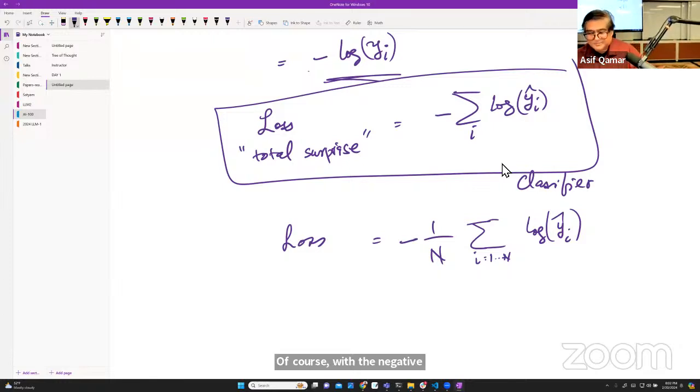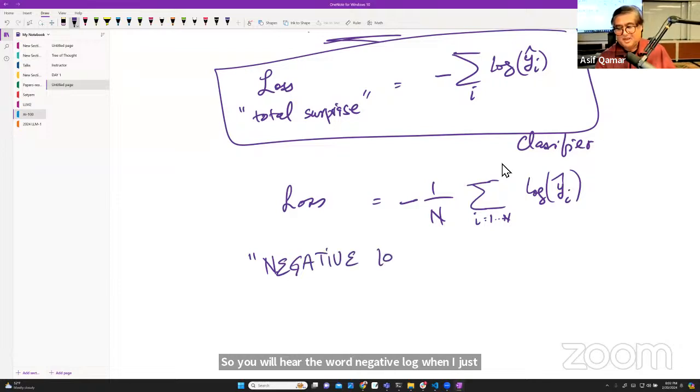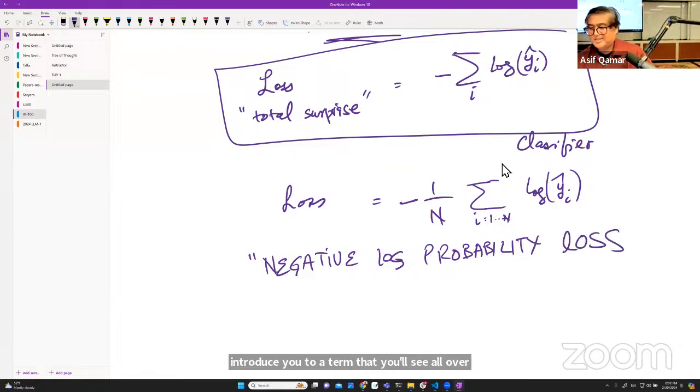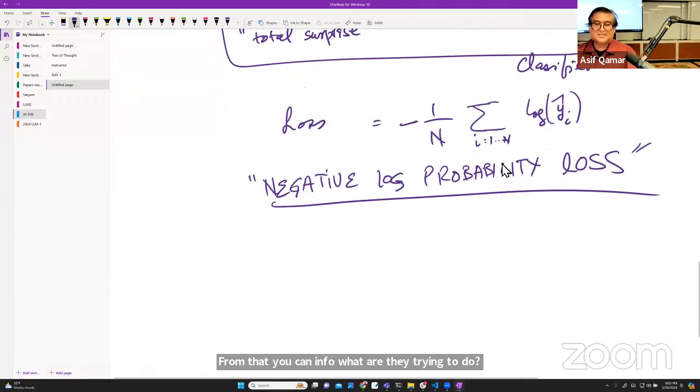So you will hear the word negative log, and I just introduce you to a term that you'll see all over literature, negative log probability loss, quite a mouthful. You'll see it all over the literature and being talked about. You go to some article and it will say, oh, I'm doing this and we took a negative log probability loss. From that, you can infer what they are trying to do. There's some classification going on likely in the background. That's the context. So wherever you're doing this, this term will pop up.